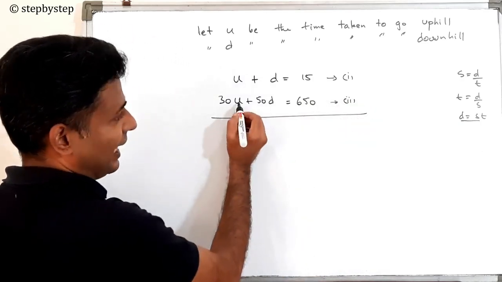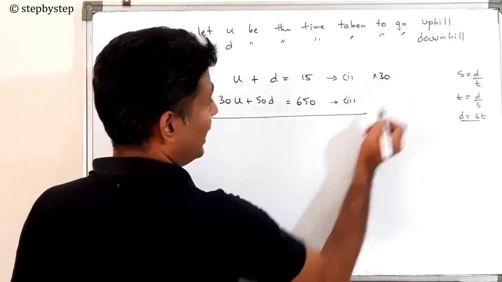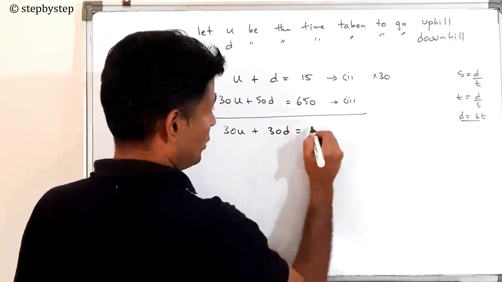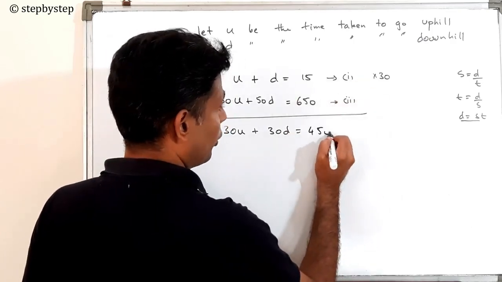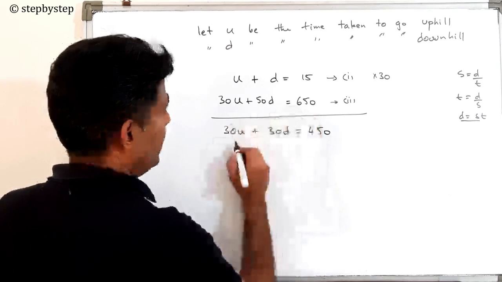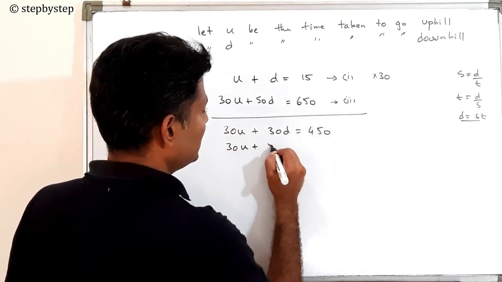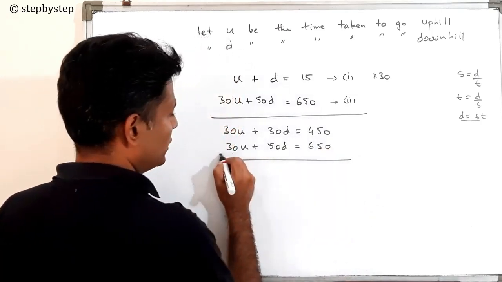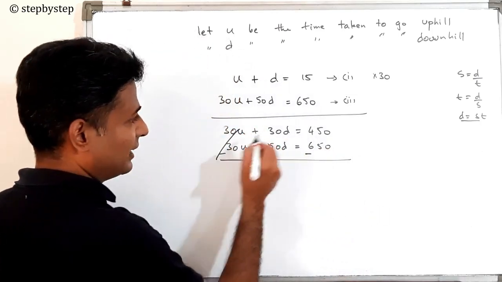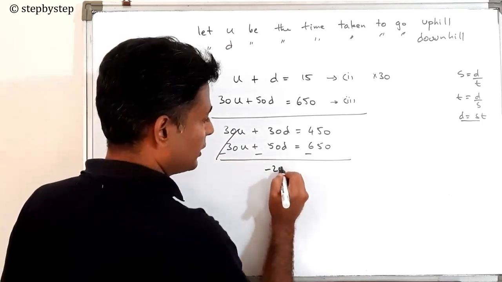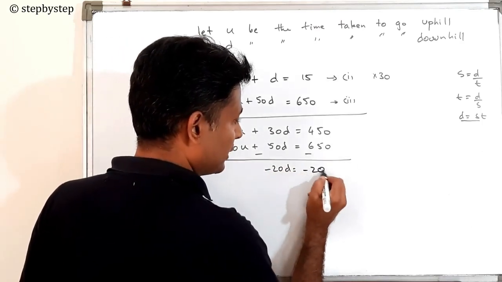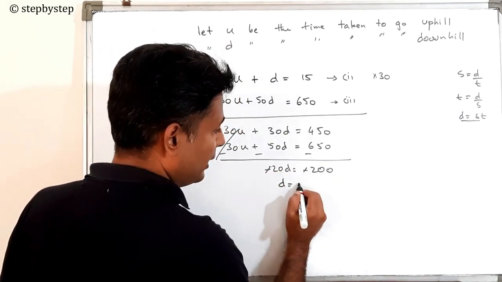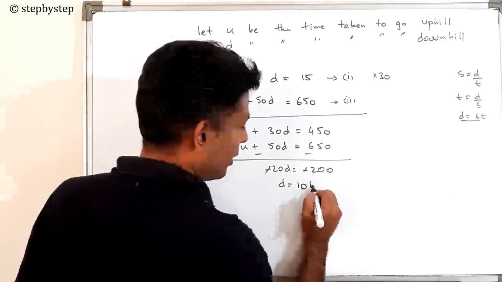Solving this, I'll cancel U. So multiply the first equation by 30. So I get 30U plus 30D equal to 15 into 30, 450. And here I get 30U plus 50D equal to 650. So subtracting, this will cancel. I get 30 minus 50, minus 20D, equal to minus 200. So the minus sign cancels. D equal to 200 by 20, that is 10 hours.